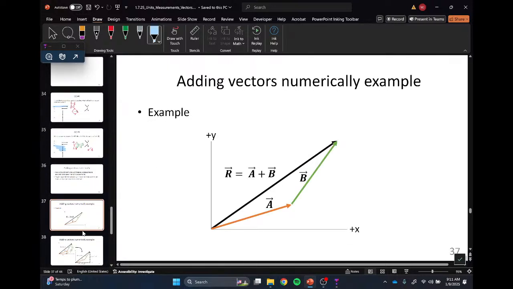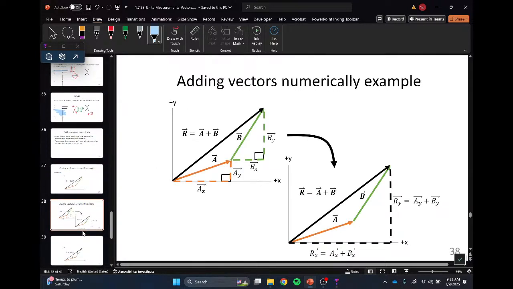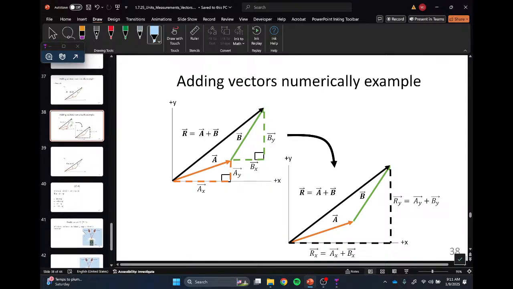So great, here's a picture of adding vectors. This is just showing what's going on. So we break them each into triangles. We find the x components of each. We find the y components of each. We add the x components together. We add the y components together. And that gives us the x and y components of the final result. The best way to practice this is with actual numbers.